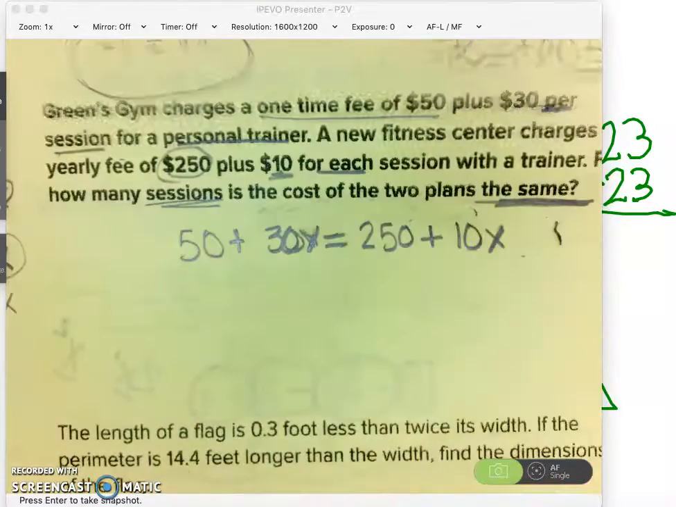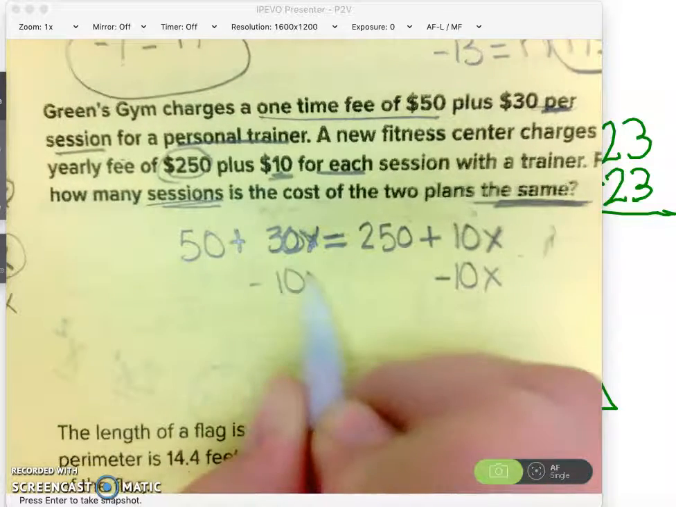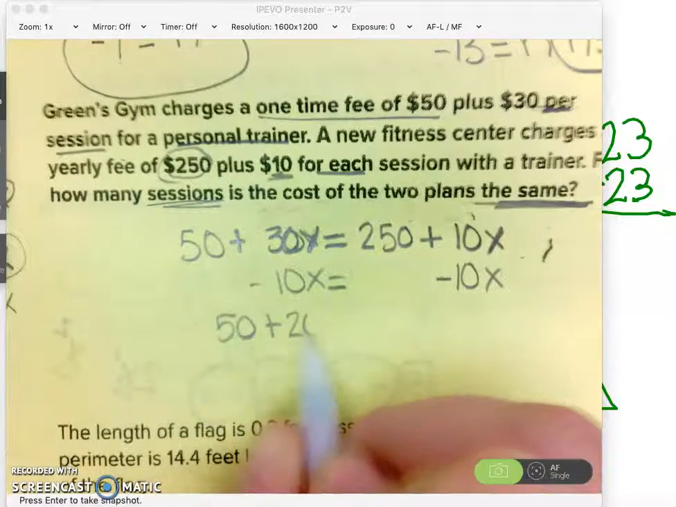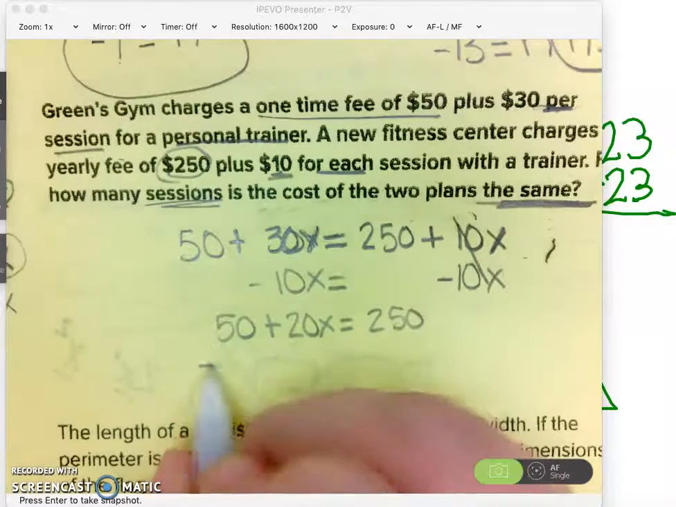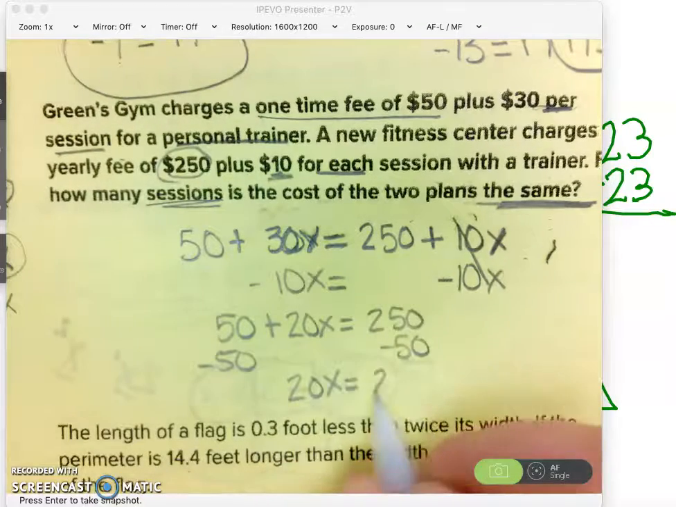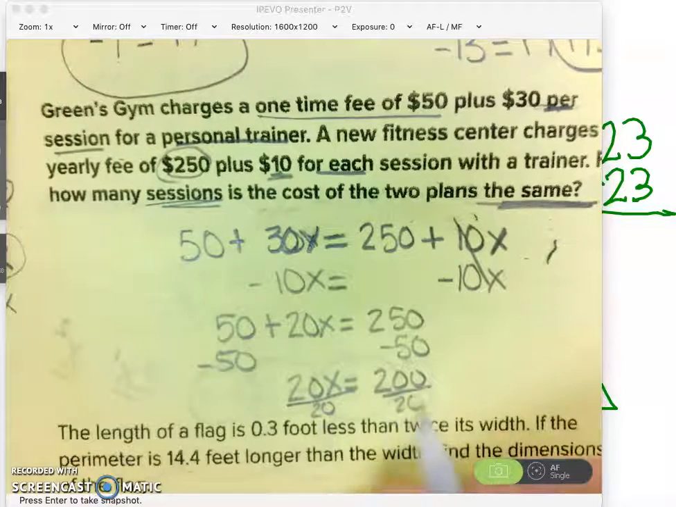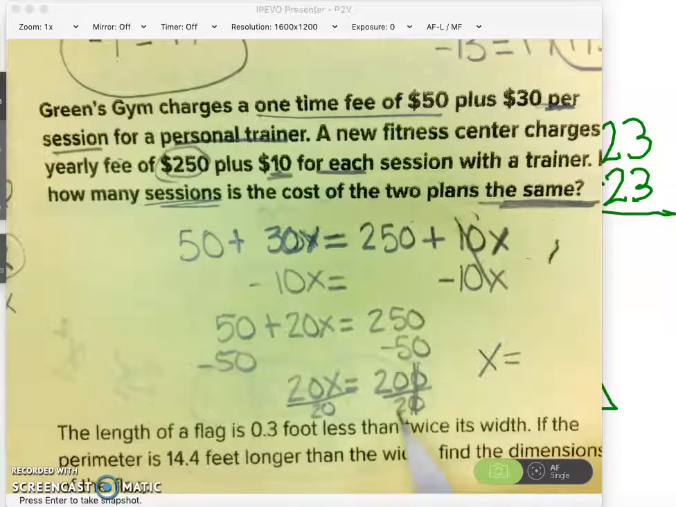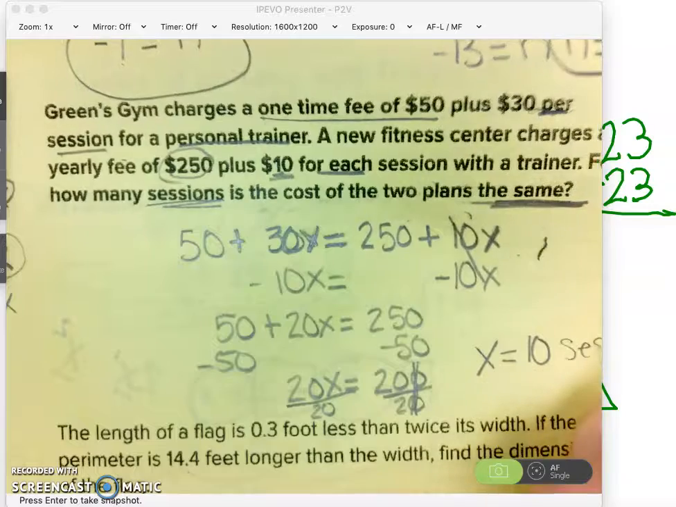I need to solve it to find out how many sessions the cost is the same. So I want to get my variables on the same side, so I'm going to subtract 10x. 50 plus 20x equals, this goes away, 250. Then I want to subtract 50 on both sides. So 20x equals 200. Divide by 20, divide by 20. So x equals, those two will cancel out. 2 goes into 20 10 times. So that means 10 sessions, and they will cost the same.